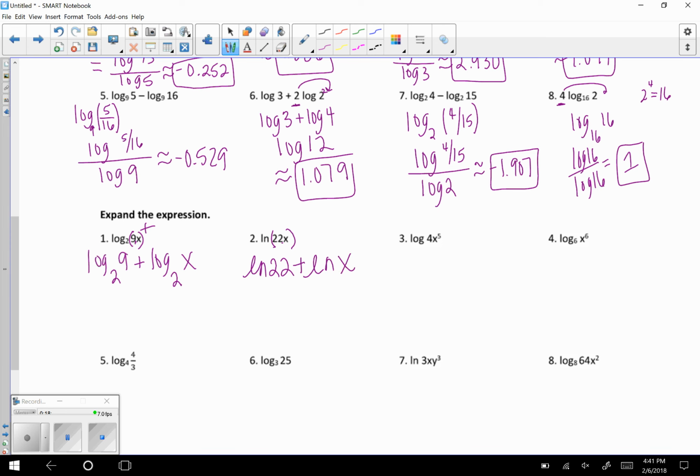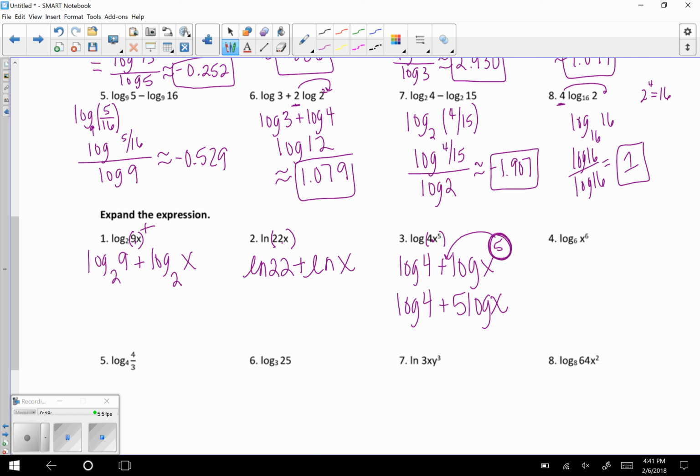Okay. Number 3, we got a couple things going on. 4 times x to the 5th. The 5th is attached to the x, not the 4, so I break up the multiplication first. So I get log 4 plus, because product property has addition, plus log of x to the 5th. Well, then I can't forget about this guy back here. He can't stay there. He needs to move to the front. So log 4 plus 5 log x.